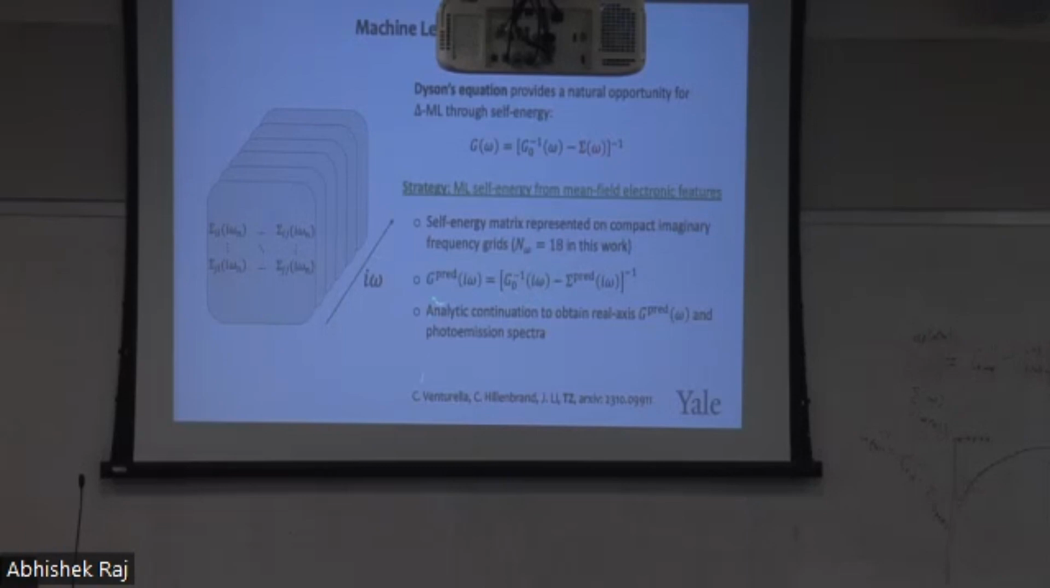And once we learn this G on the i omega axis, one can apply another trick, which is called analytic continuation, to obtain a real frequency axis G. And then from there, you can get your spectrum.